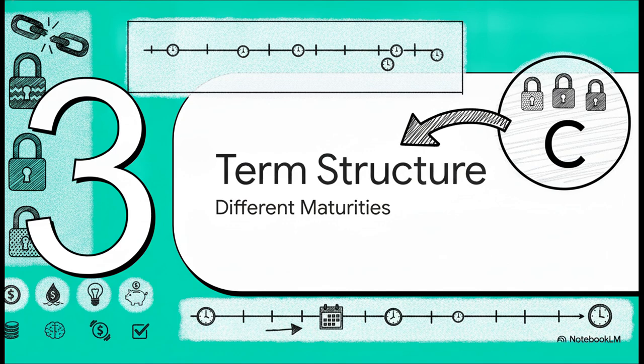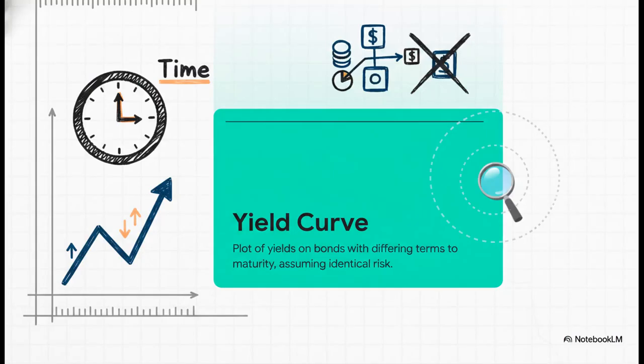Section 3. Term structure. Different maturities. So now that we've got risk structured down, what happens when we hold risk constant and only change time? To measure the effect of time, economists use a brilliant tool called the yield curve. It's simply a plot of the yields or interest rates on bonds with differing terms to maturity.